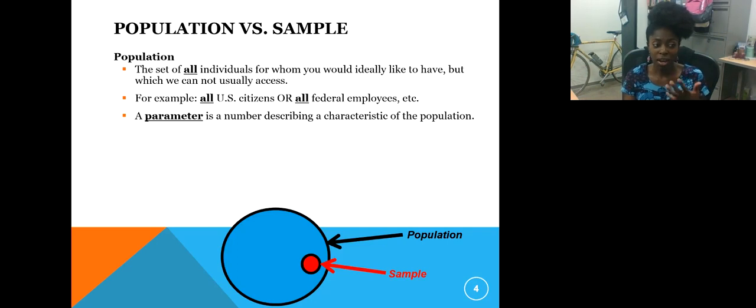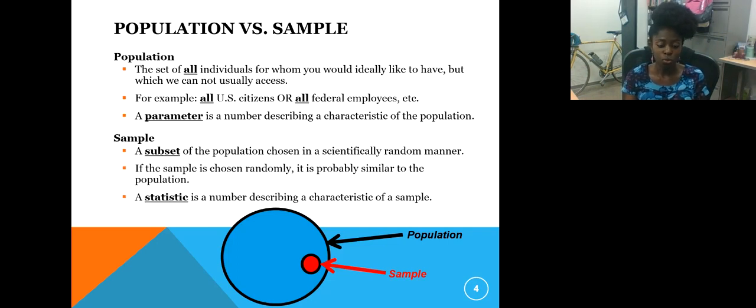And so that's why when we do statistics, we are usually looking at a sample, a subset of the population chosen in a scientifically random manner. If the sample is chosen randomly, it is probably similar to the population. Again, not necessarily something we get into in this course, but just to step back a little and look at what we talked about with standard deviation.